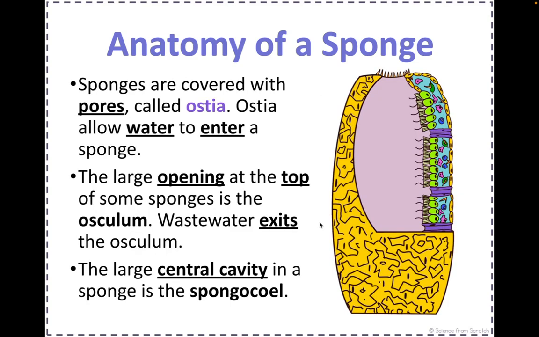Next piece, we've got a couple on this slide. Sponges are covered in pores. Those pores are called ostia. The ostia allow water to enter the sponge, so this is kind of allowing that movement of water to start. The large opening at the top of sponges is called the osculum. This is where wastewater exits. And then the large central cavity in a sponge is called the spongocoele.